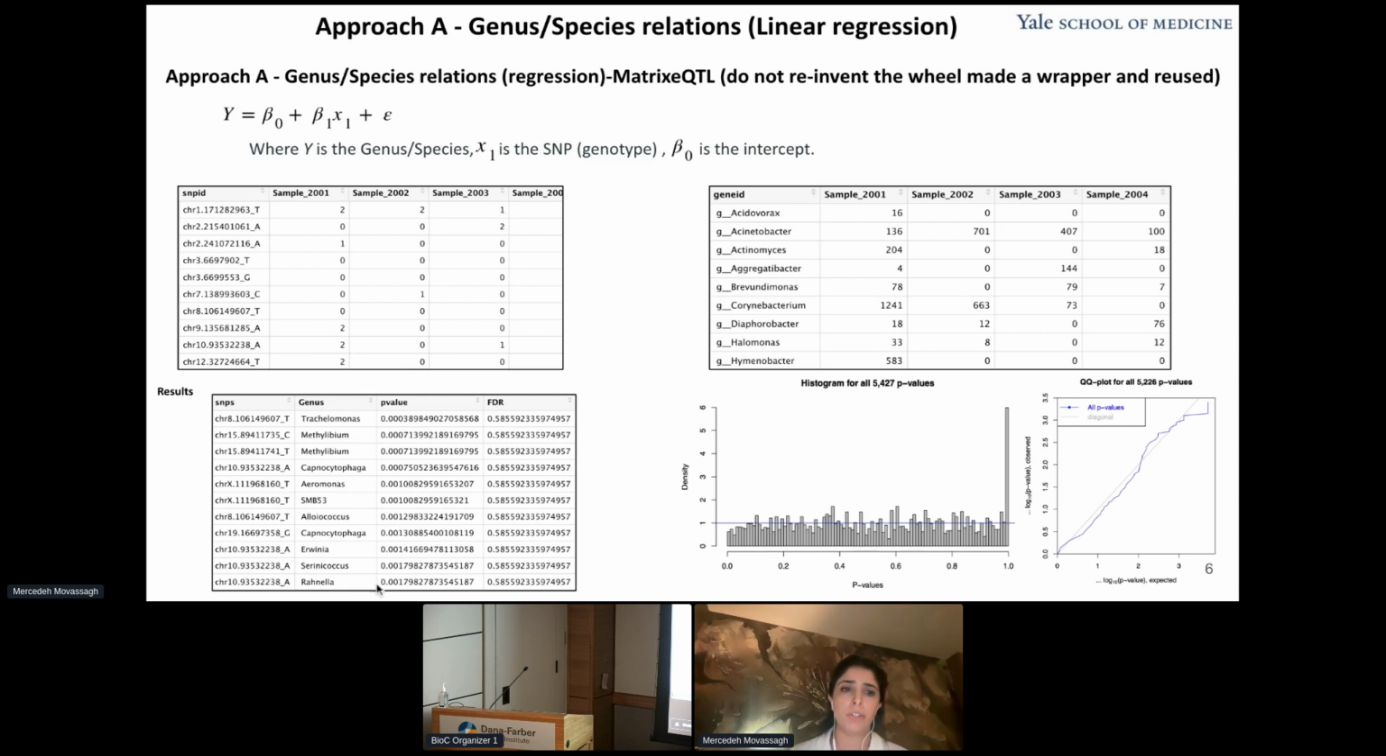And your result would look something like this. So you'll have the SNP, you'll have the genus, and then there's a p-value and an FDR estimated. You get a density plot of the p-values, and then you get basically a QQ plot of expected p-value versus observed p-value.